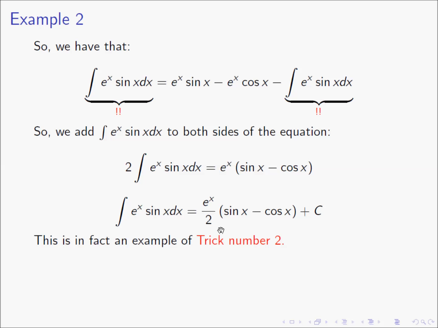And this is in fact an example of the other trick that I wanted to talk about. The trick is that when you apply integration by parts more than once, there are some cases in which the integral that you get on the right side would be the same that you get on the left side. In that case, you can do what we just did. We can solve for the integral. You can treat the integral as a variable in an equation and solve for the integral to get to the answer. So that's all for now.